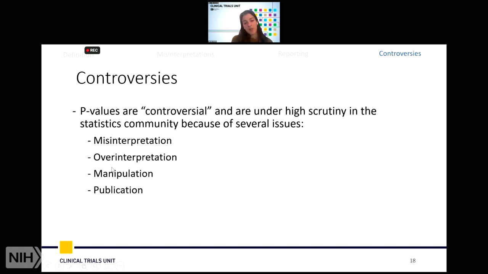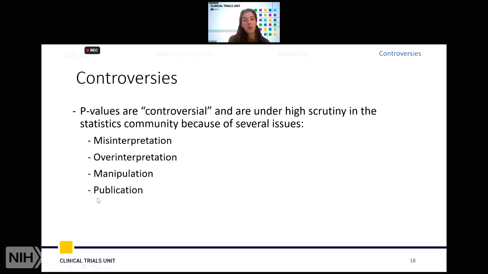Manipulation goes along those lines, but I want to talk about this in more detail, about the ways in which we can inadvertently, in relying too much on p-values, sway our findings in the positive direction by making decisions throughout the research process that make a p-value more likely to be significant.